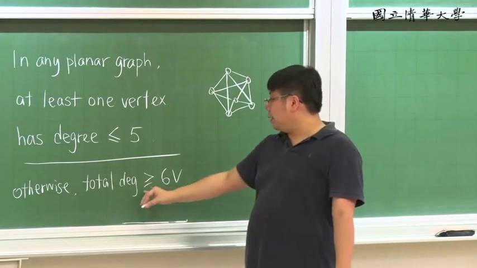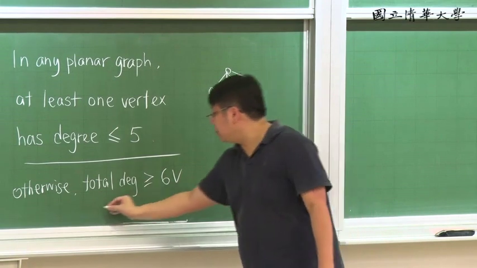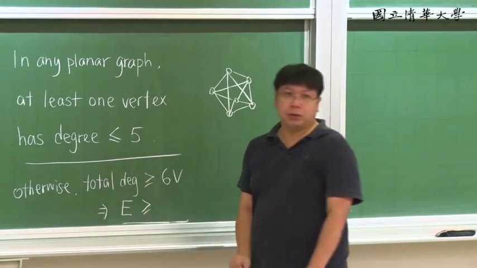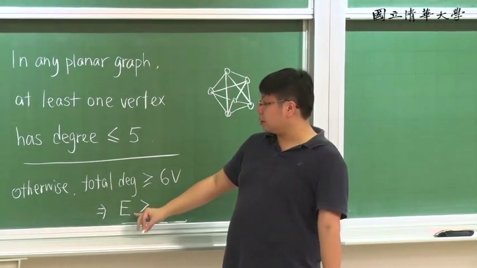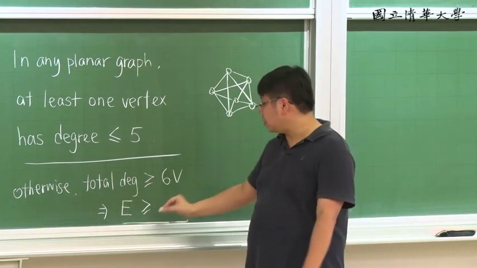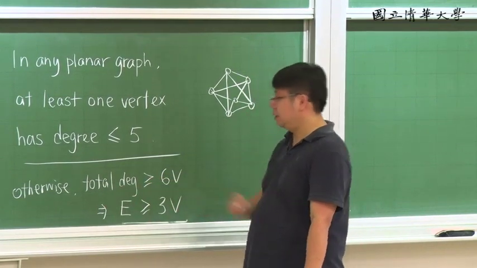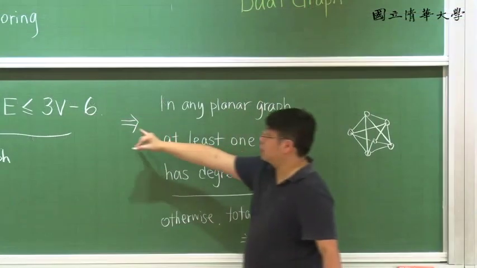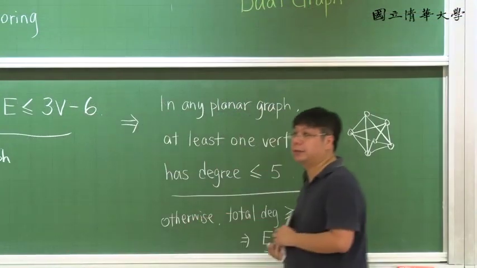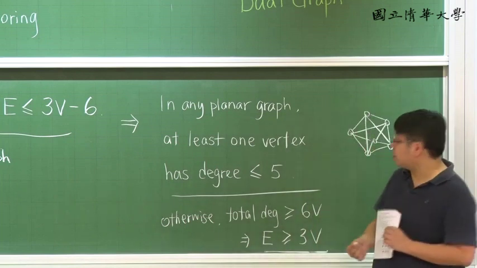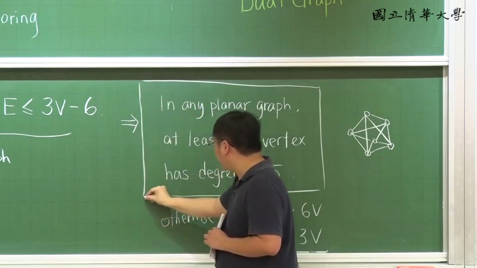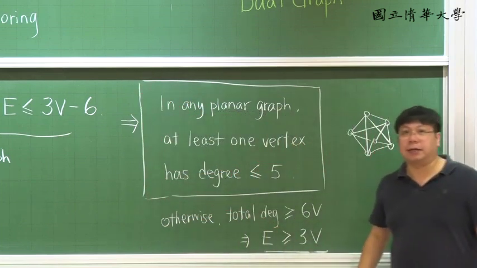So if the total degree is greater than or equal to 6V, then the number of edges, which equals the total degree divided by 2, will be greater than or equal to 3V. And this is a contradiction, because the number of edges for a planar graph cannot be greater than or equal to 3V. So this is a key result that we need: in any planar graph, there is a vertex that has degree less than or equal to 5.